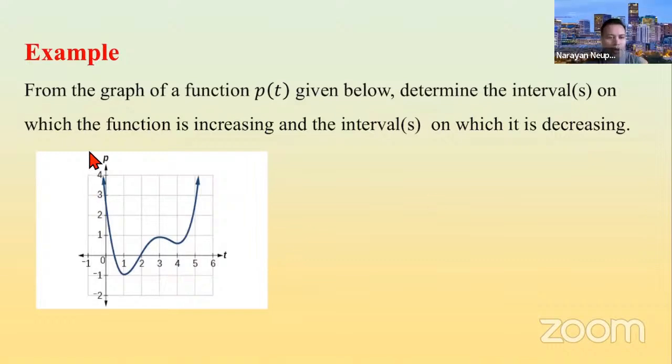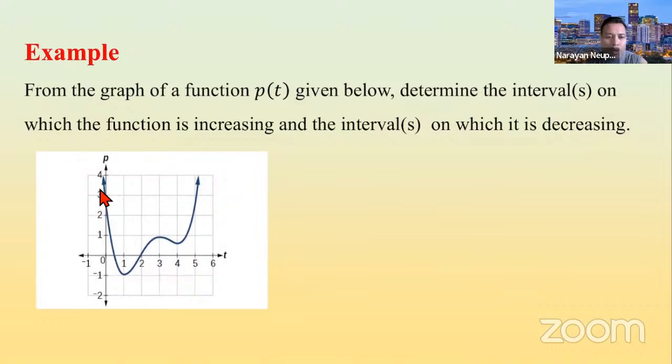So let's talk about this. This is the graph of the function p(t), because along the x-axis you have the t value, and along the vertical axis you have p. That means this is the graph of p(t). If we have y along the y-axis and x along the x-axis, we say f of x. What we have to do is determine the interval on which the function is increasing and the interval on which the function is decreasing.